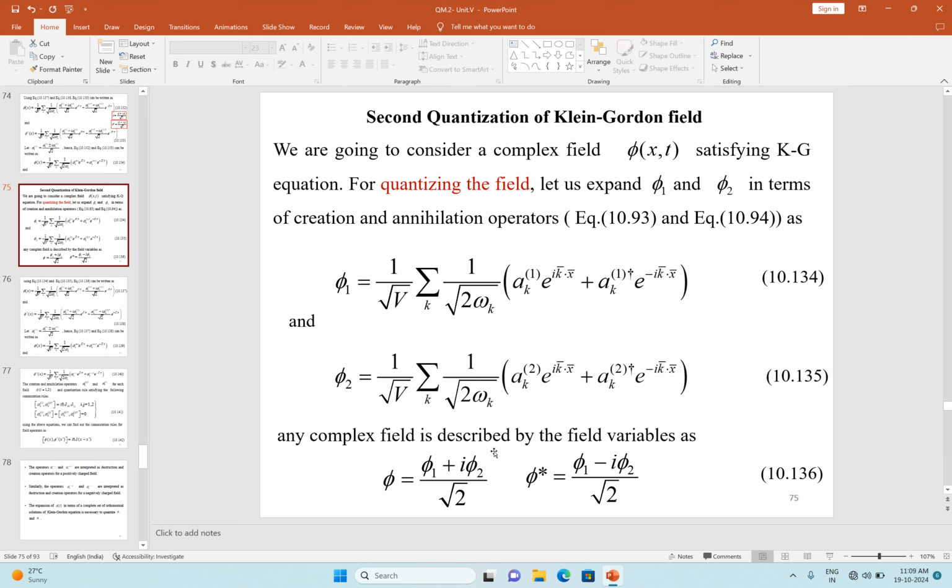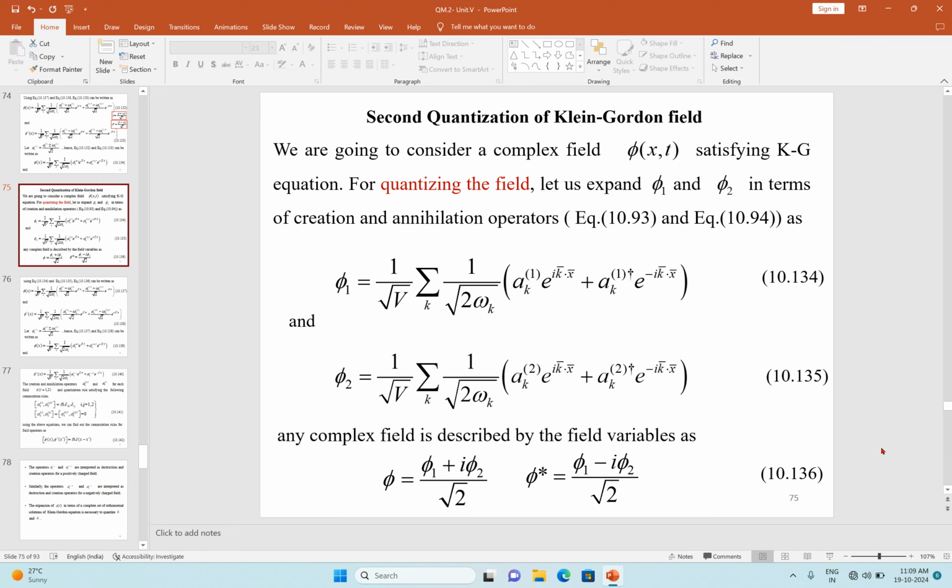Any complex field is described by the field variables as phi equals (phi1 plus i phi2) divided by root 2, and the complex conjugate, phi star, which will be written as (phi1 minus i phi2) divided by root 2. The first three slides we already discussed earlier. So this is just a recall of whatever we have studied for real and complex fields.